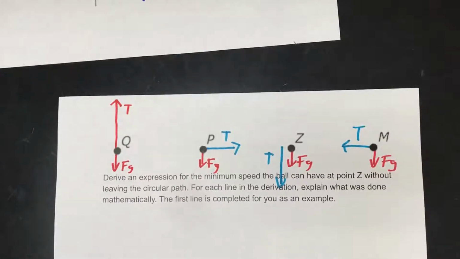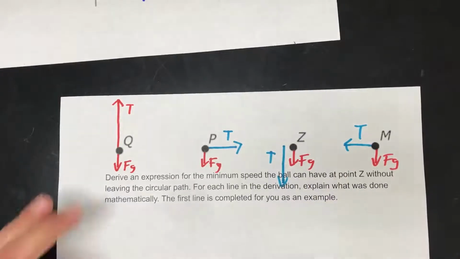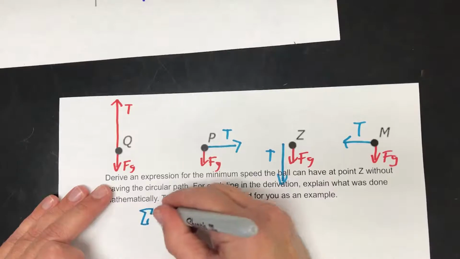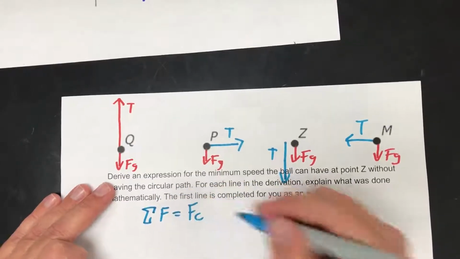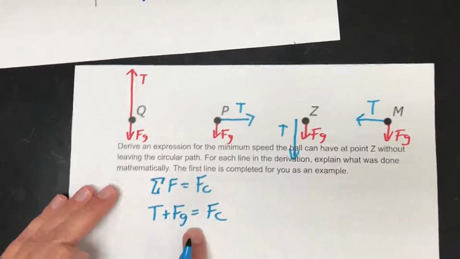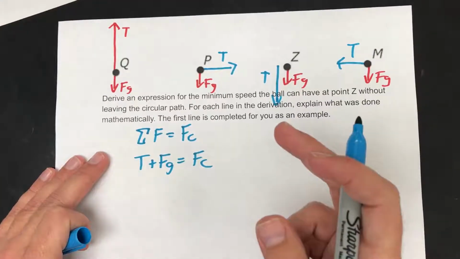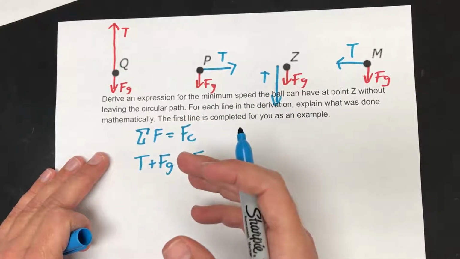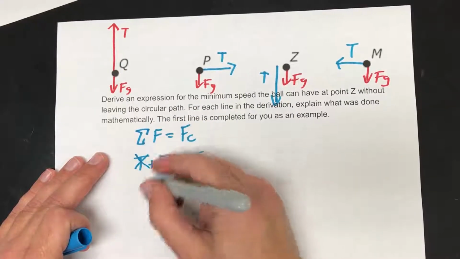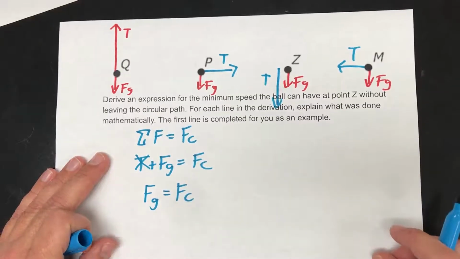It says derive an expression for the minimum speed the ball can have at point Z, that's the top, without leaving the circular path. So the top one is right here. So let's write that out again. We know that the sum of the forces is the centripetal force. We include everything as positive that points towards the center. So that is both the tension and the gravity there. Right when it gets to the top of the circle there, the tension will start to drop out. It will disappear. So that disappears, and we can say that the force of gravity alone is the centripetal force.